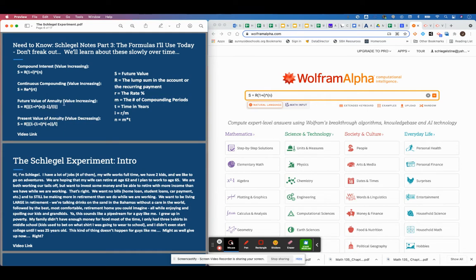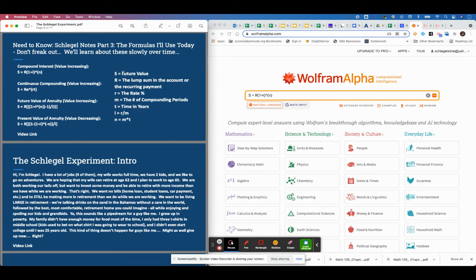So my retirement right now behaves like a future value of annuity because I'm putting money in and that value is increasing. When I retire, my retirement account will behave like a present value of annuity. The value will be decreasing because I'll be taking out regularly scheduled payments.